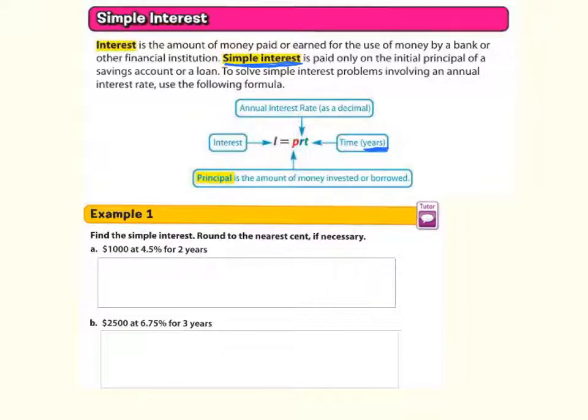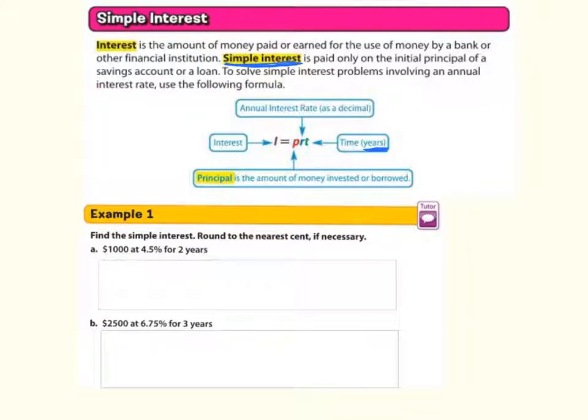So if we have a problem with $1,000, which has the rate of 4.5%, and the time is 2 years. Automatically off the top of your head, you should be able to know what 4.5% is as a decimal. And it should be easy for you. So when you write in the formula, you won't have to do any work in your calculator.